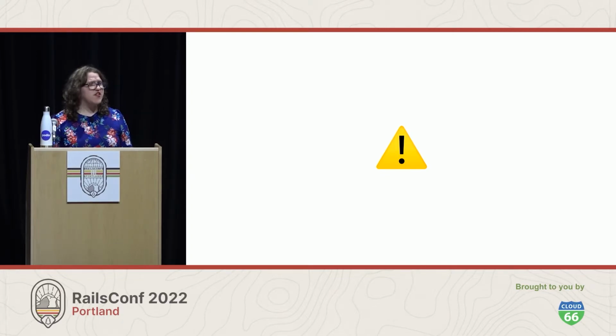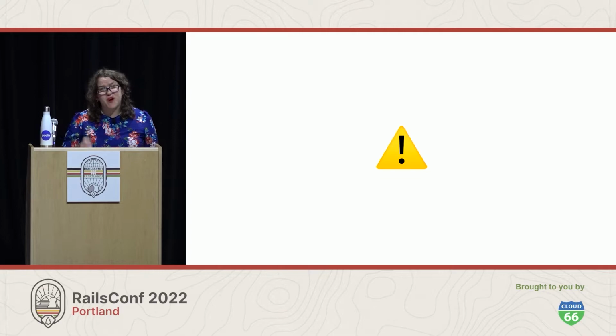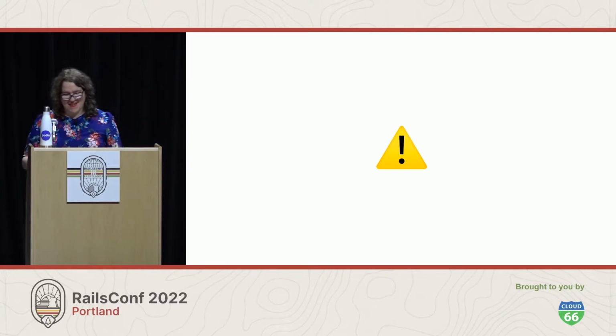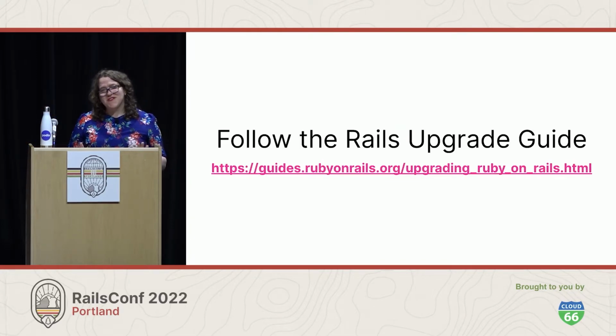Try to keep the feature changes or non-Rails upgrade-related bug fixes out of these pull requests. I know it's super tempting. You're in the file, just, I want to fix that typo. Don't do it. Don't do it. You can do that later. Stay focused on the Rails upgrade.